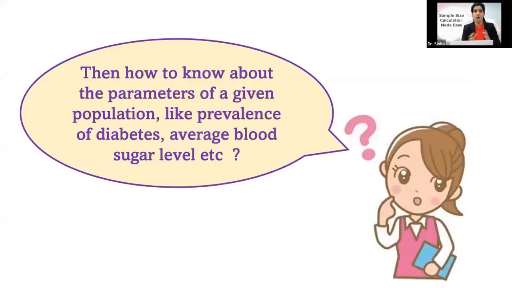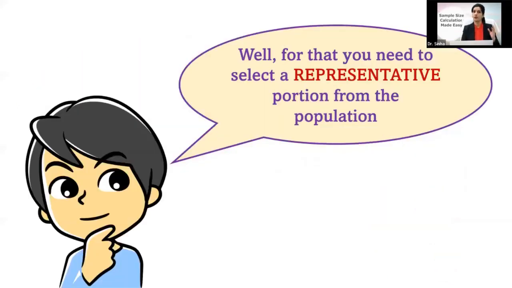So then how do we know about the parameter? That's what we discussed in the beginning, why we are doing research. We are doing research because we want to estimate the population parameter. So the prevalence of diabetes, blood sugar, how are we going to know about that? That's why you need to select a sample which is representative of the population.